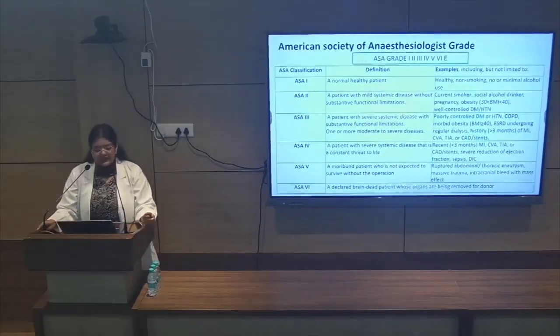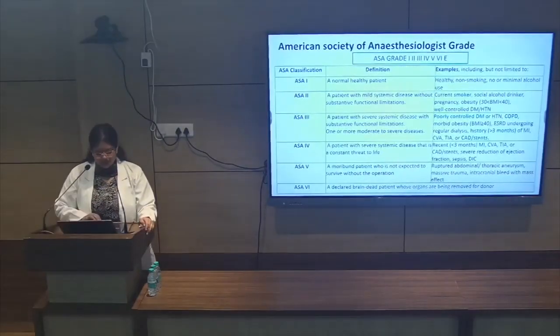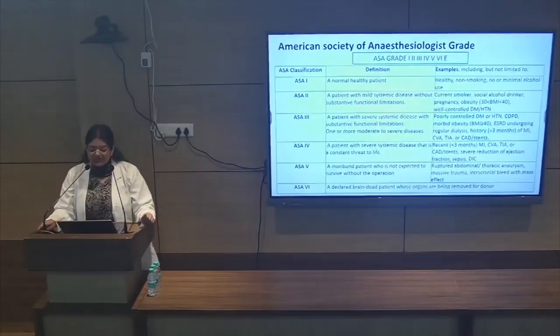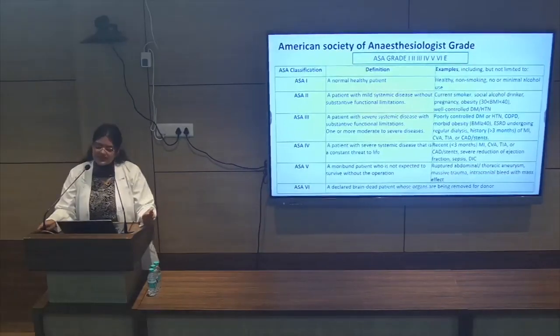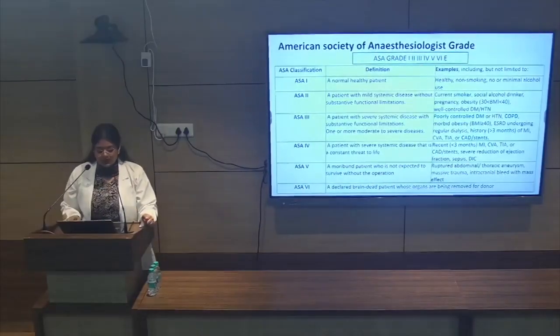Finally, we come to determining the American Society of Anesthesiologists' grade, which determines the overall physical status of the patient. It has 6 grades with an extended E for emergency procedures. Grade 1, a normal healthy patient. Grade 2, a patient with mild systemic disease without substantial functional limitation. ASA grade 3, a patient with severe systemic disease with substantial functional limitations. Grade 4, a patient with severe systemic disease that is a constant threat to life. Grade 5, a moribund patient who is not expected to survive without the operation. And grade 6, a declared brain-dead patient whose organs are being removed for donation.